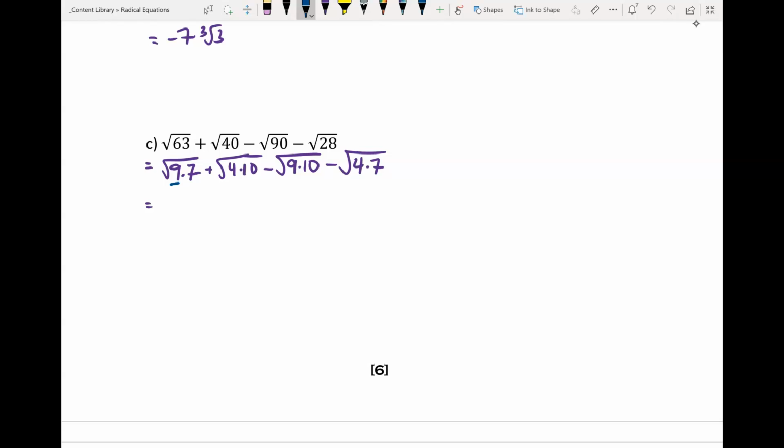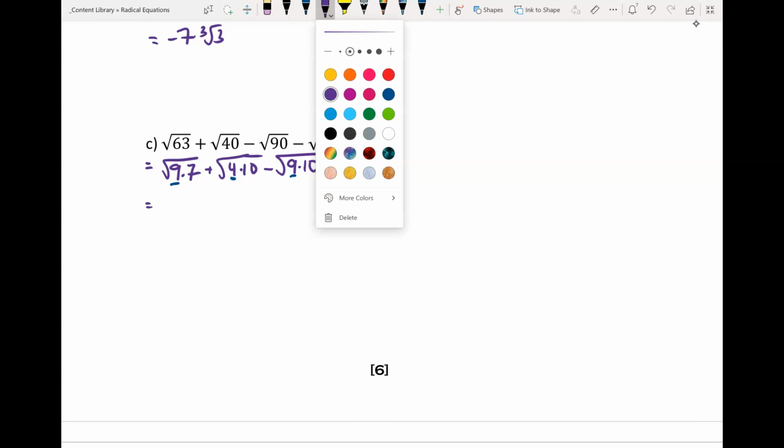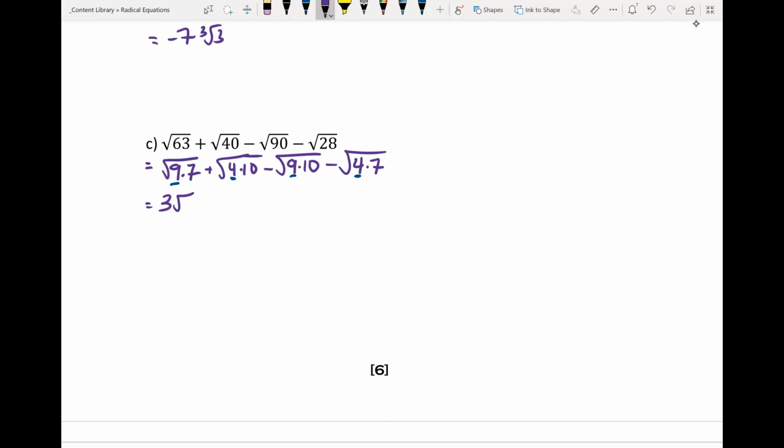So these are the ones that we can take out of the square root because they're perfect squares. The square root of 9 is 3, then we're left with root 7. The square root of 4 is 2, and then we're left with root 10. The square root of 9 is 3, we're left with root 10. And lastly, we have 2 root 7.